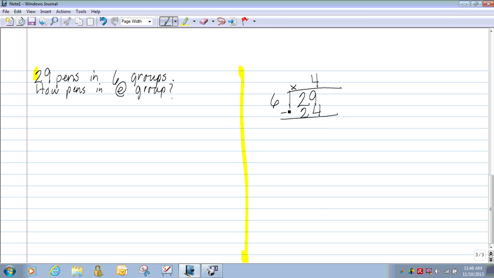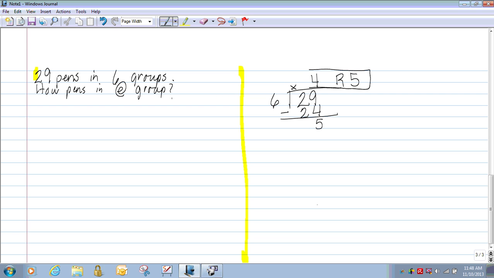I need to subtract those two numbers. 9 minus 4 equals 5. 2 minus 2 equals 0. I do not need to write my 0. So my answer is 4 with a remainder of 5.